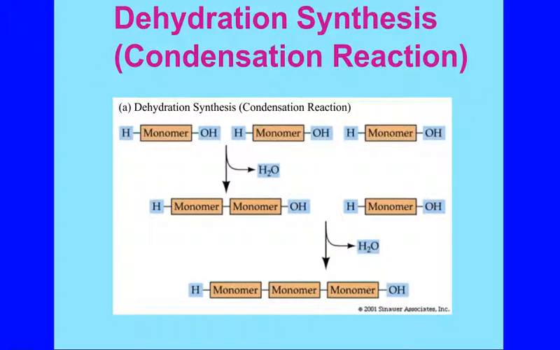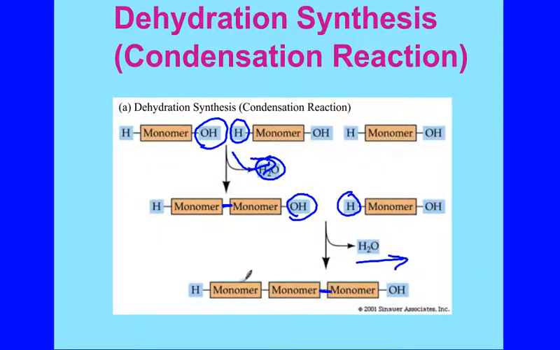We make proteins the same way we make carbohydrates with dehydration synthesis or the condensation reaction. So we can take this OH and this H, combine them together to get water. We can take that water molecule out, and now these two amino acids will stick together. Same thing here, if we take this OH and this H to make water and we remove it, then we can add that third amino acid. So our chain just grows one amino acid at a time by removing water molecules.